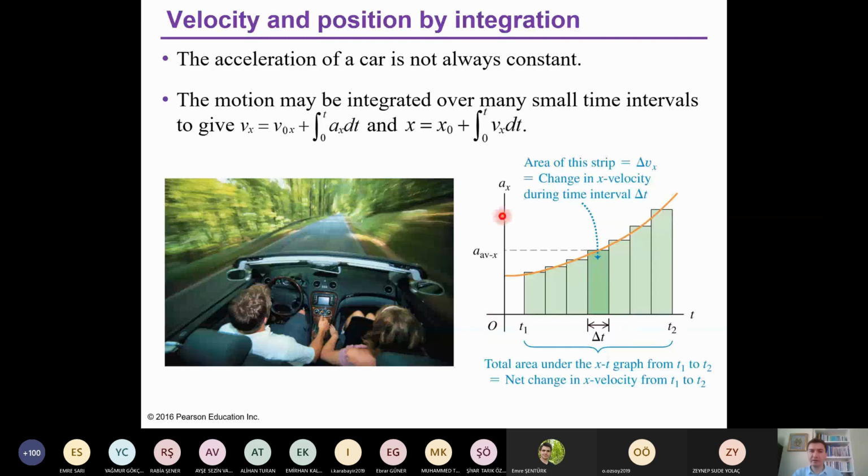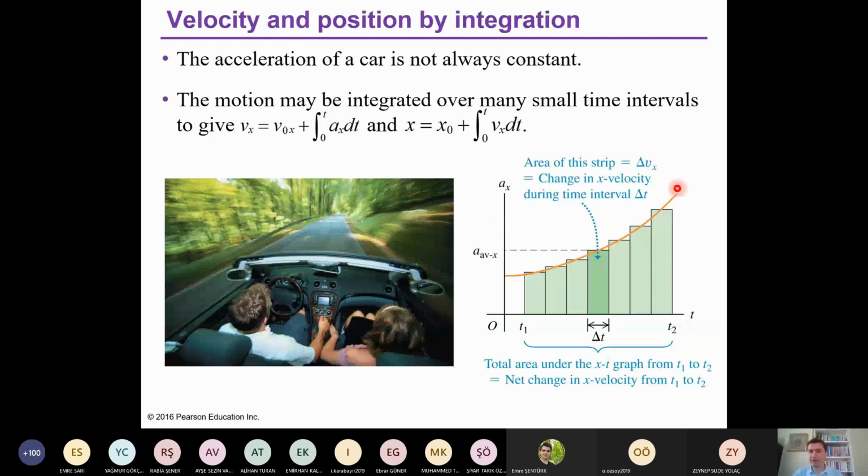What do you see here? Acceleration is not constant. In the previous transparencies, we discussed the situations for constant acceleration. But here, the acceleration changes as a function of time, okay? For time 1, we have this acceleration. Here we have a different acceleration. Here we have a different acceleration. So we have such behavior for the acceleration.